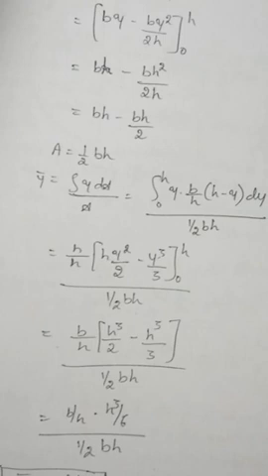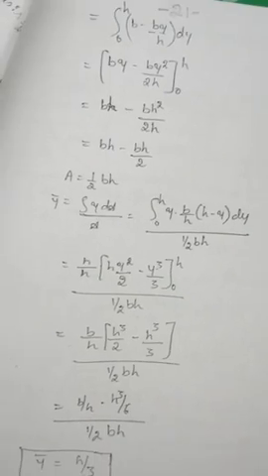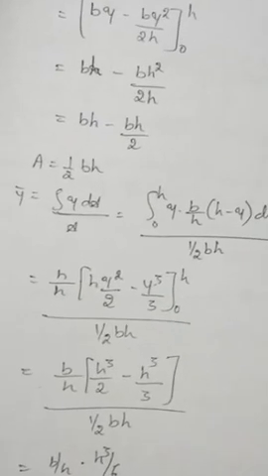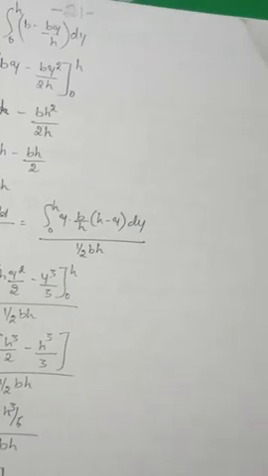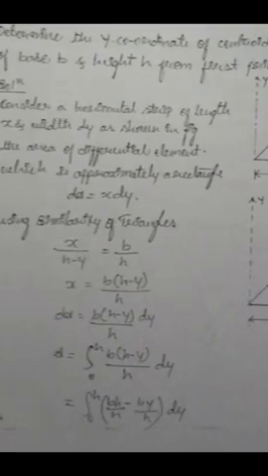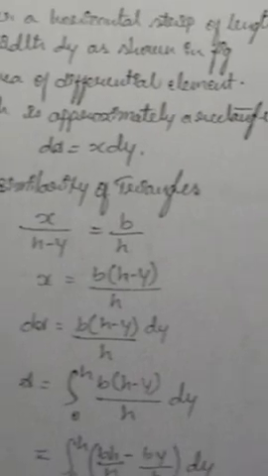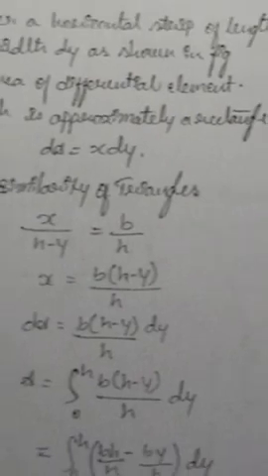Okay, so the area formula you already know, which you have taken earlier. See here in the previous equation, the smallest area dA, you have already determined here. dA is b into h minus y divided by h into dy. So that is the dA formula: b into h minus y into dy divided by h.